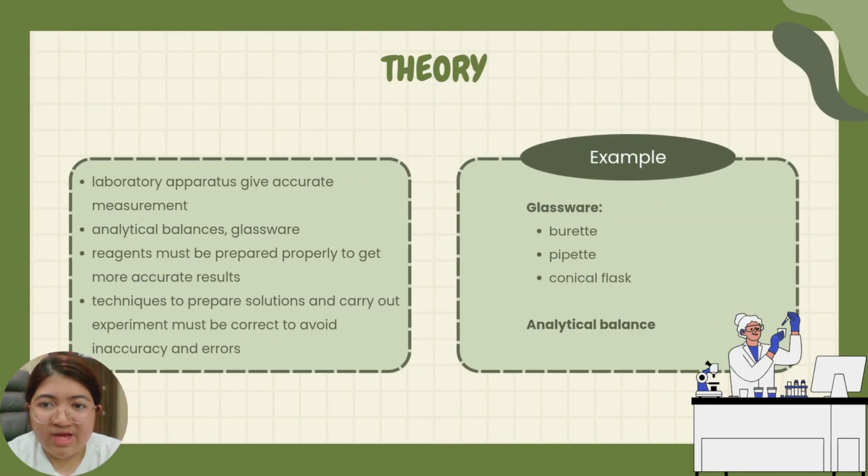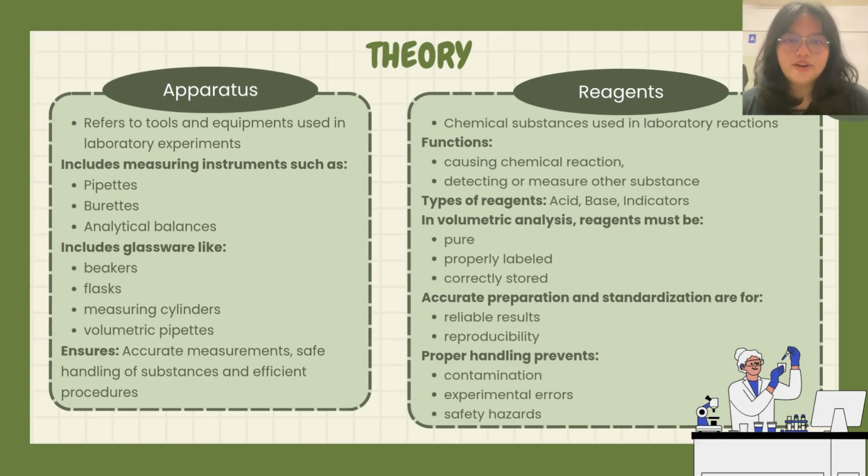Theoretically, laboratory apparatus like analytical balance and glassware can give accurate measurements. Not only that, reagents and techniques used when carrying out an experiment must be done properly to get accurate results and to avoid inaccuracy and errors. These are a few examples of glassware and analytical balance. So next is the theory for apparatus.